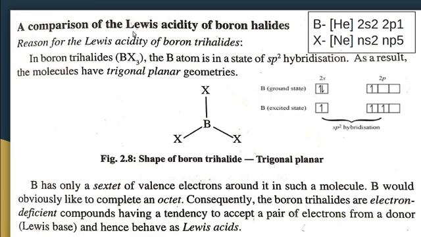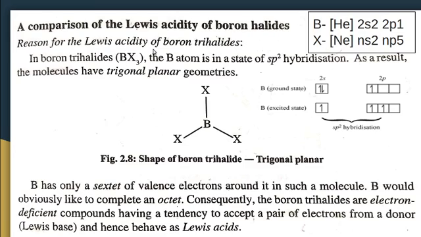Now let us discuss another topic, a comparison of the Lewis acidity of boron halides. Boron halides have the property of Lewis acidity. Lewis acidity means the tendency to accept a pair of electrons. Lewis basicity means the tendency to donate a pair of electrons. So let us compare the Lewis acidity of boron halides, which can accept a pair of electrons at a higher rate.